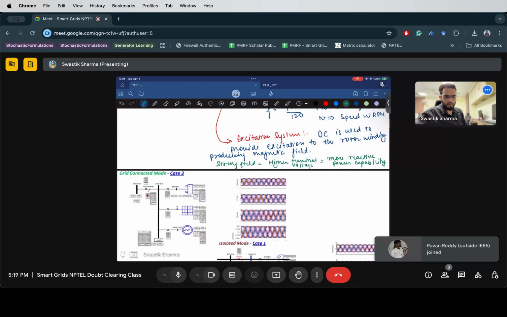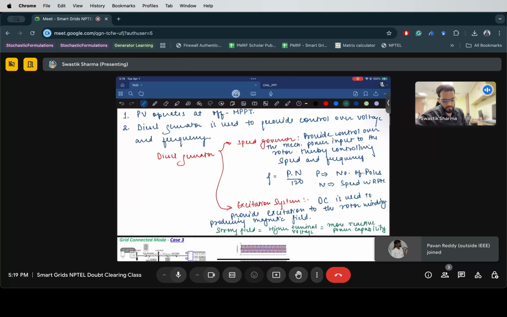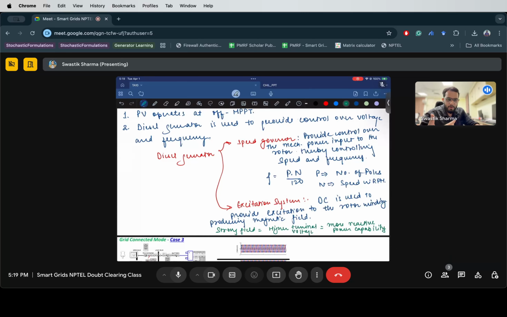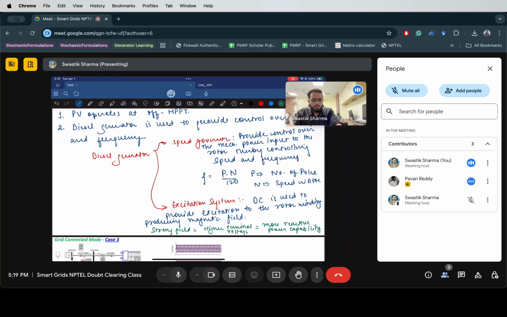So yeah, that is what a diesel generator helps in, because we have control over the amount of active power that is input to the diesel generator or the alternator. We can control how much.